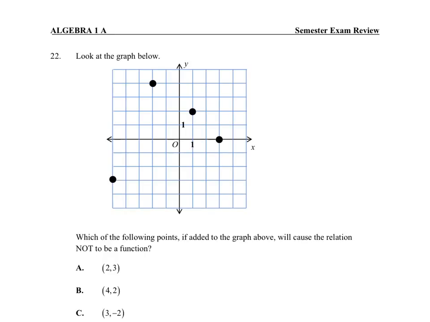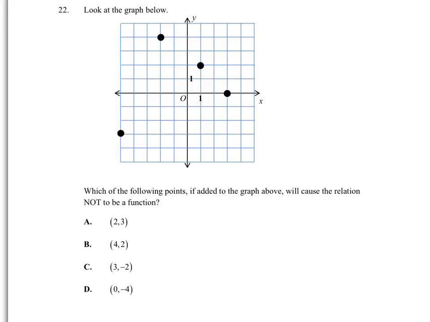Question 22. Look at the graph below. Which of the following points, if added to the graph above, will cause the relation not to be a function? Well, let's start adding them to the graph. A is 2, 3, so that's going to be right here. B is 1, 2, 3, 4, 2, which is right there. C is 3, negative 2, which is right here. And D is 0, negative 4, which is right there.